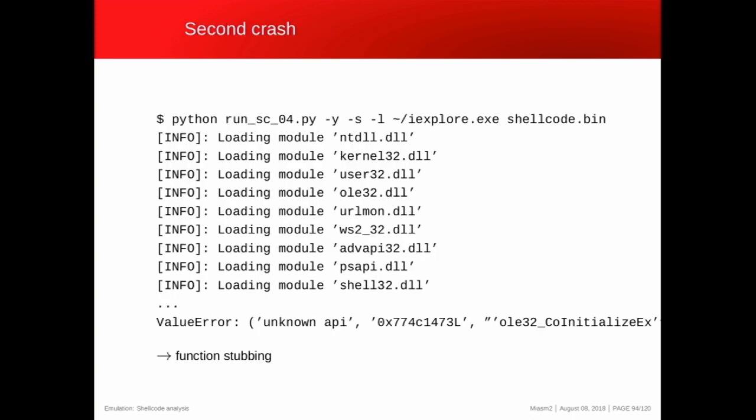So using that, we'll run the code, and when Miasm loads the DLL and creates the structures, it will create a fake address for each of the APIs. If the code tries to call one of these APIs, it will break on it and say, okay, this code is trying to call CoInitializeEx. So what we can do here is go back to Python and write a function stub.